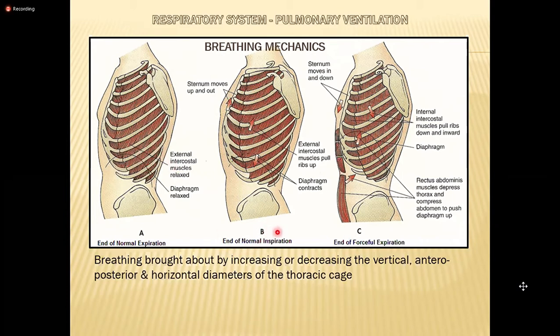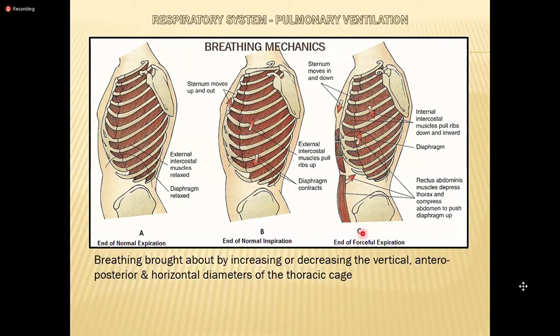During inspiration, the air will come in, okay? The sternum moves up and out. The external intercostals will pull the ribs up and the diaphragm will contract. When the diaphragm contracts, what happens? The diaphragm will go down. Okay? So the lungs are inflated.